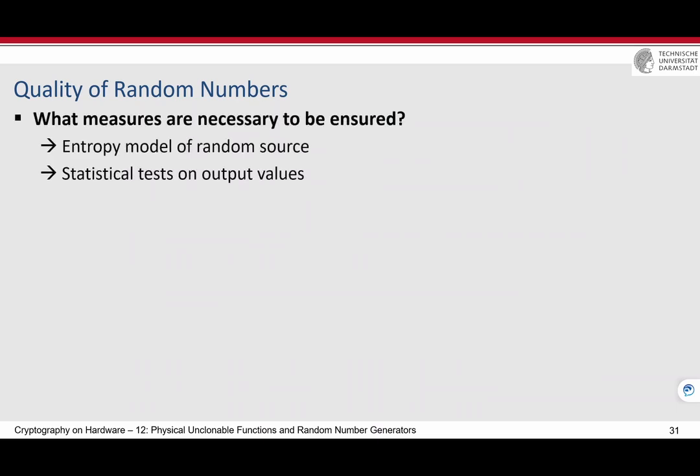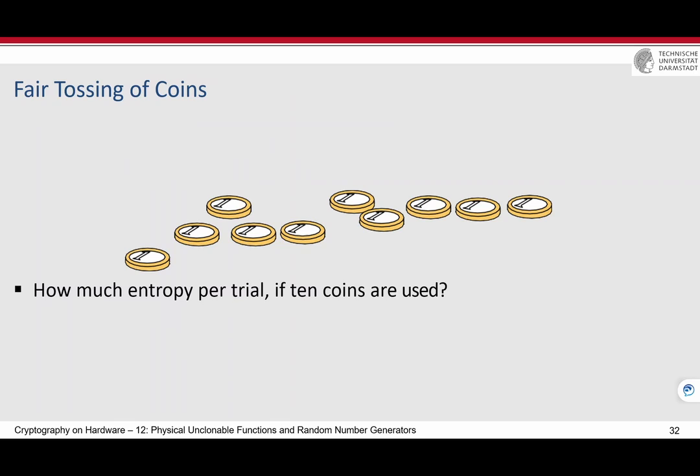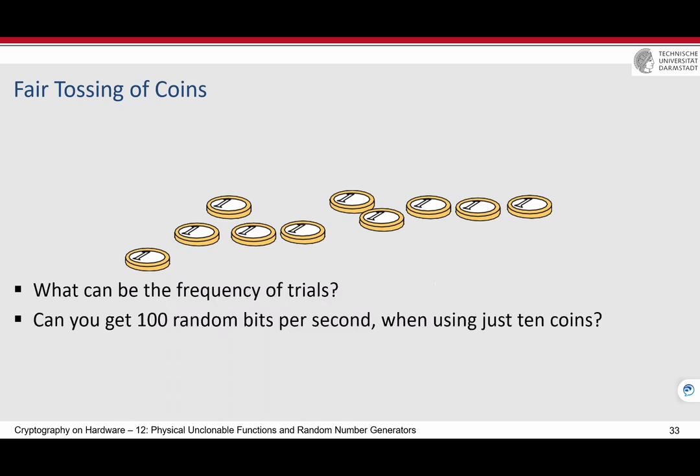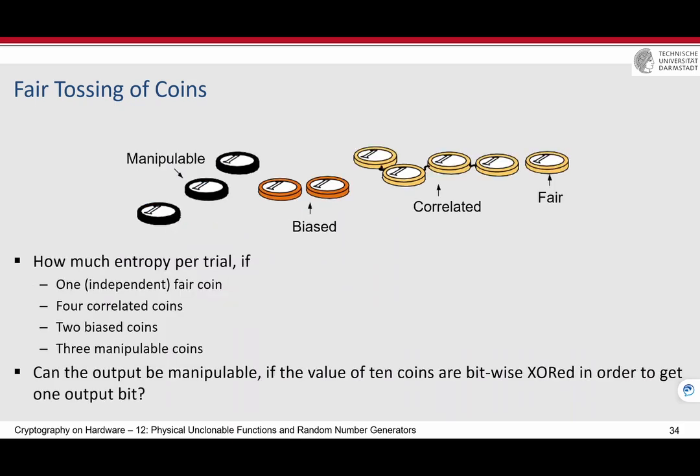There are a lot of discussions about the quality of random numbers, about the entropy of them. There are a lot of statistical tests. Now, I won't go through all the details that we have in the slides. If you are interested, you can have a look by yourself. But for example, here, tossing a coin: how much entropy per trial can you get if you have, for example, 10 coins? And for example, can you get 100 random bits per second if you have just 10 coins? And what if not all of them are fair, some of them are biased, some of them are correlated, and just a few of them are fair, some of them are manipulated?